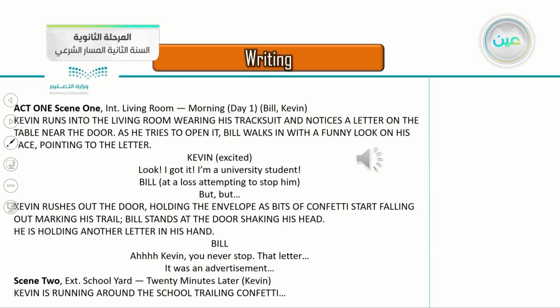Kevin, excited: Look. I got it. I'm a university student. Bill, at a loss, attempting to stop him: But, Kevin rushes out the door, holding the envelope as bits of confetti start falling out, marking his trail. Bill stands at the door shaking his head. He is holding another letter in his hand. Bill: Kevin, you never stop. That letter. It was an advertisement. Scene 2, Extension Schoolyard. 20 minutes later, Kevin is running around the school trailing confetti.